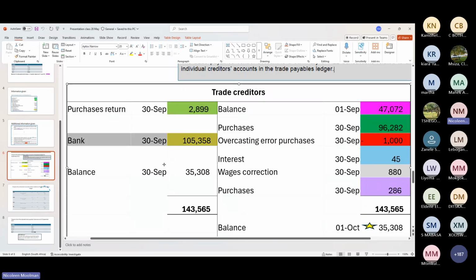And the same with bank. Like I said before, it's an outflow of cash. We're paying our creditors, so we reduce our trade creditors. We debit trade creditors. It's an outflow of cash. And we credit bank. We decrease the asset. I hope that helps.